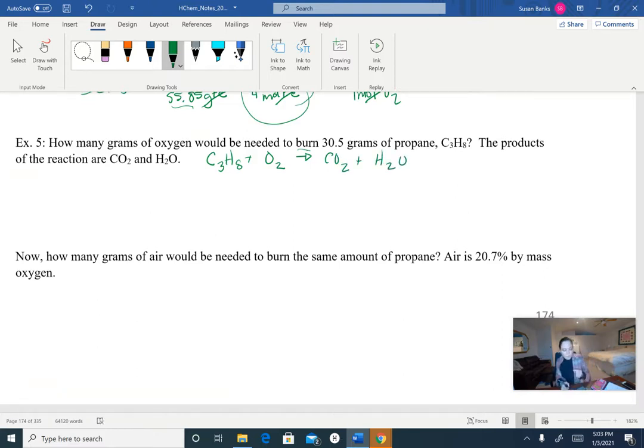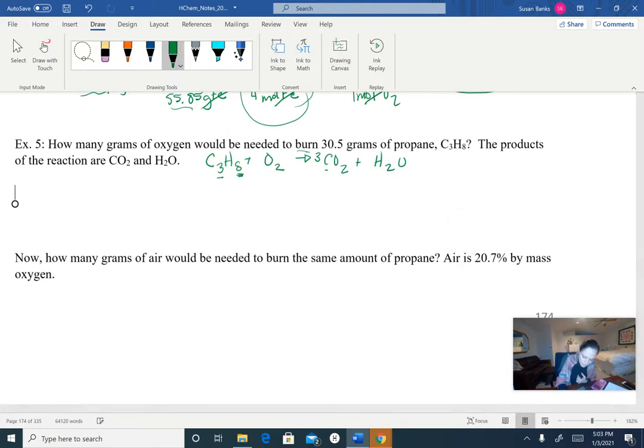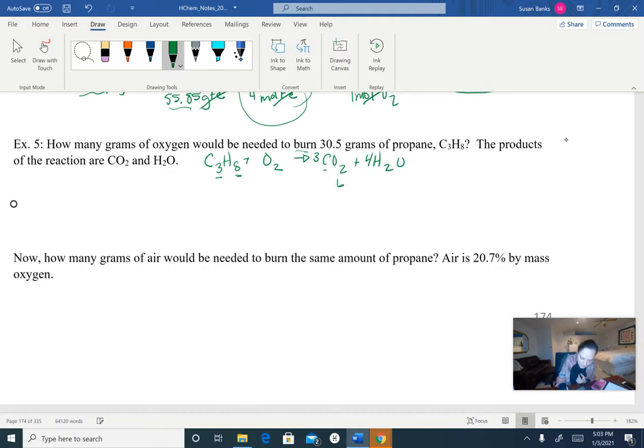Okay, remember when we balance these equations, we do carbon first, we do hydrogen second, and we do oxygen last. Okay, so I got 3 carbons. So let's do 3 here. I've got 8 hydrogens. So 8 divided by 2 is 4. Now let's look at my oxygens. 3 times 2 is 6, plus 4 times 1 is 4 is 10. 10 divided by 2 gives me 5. Okay, so there's my balanced equation.